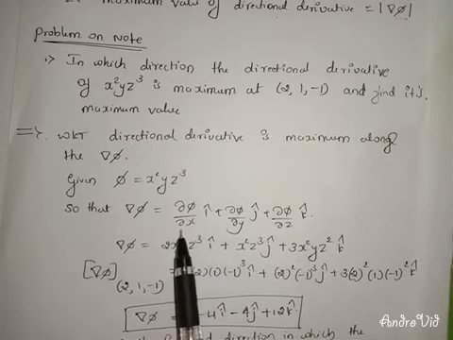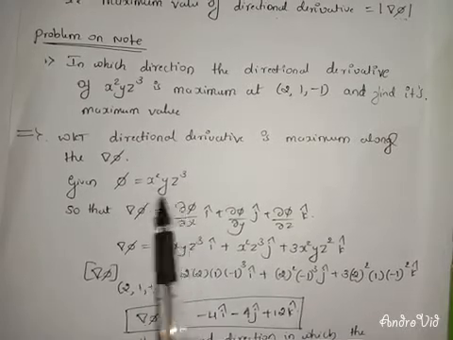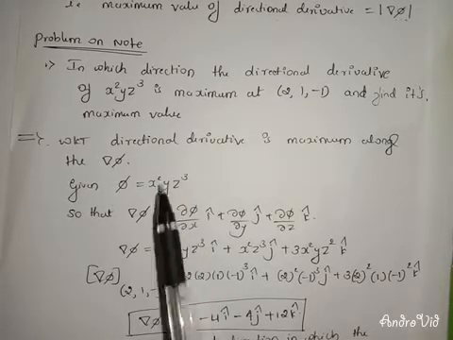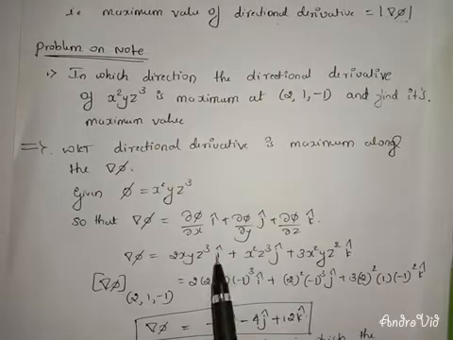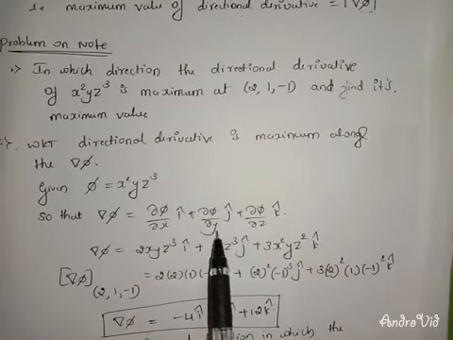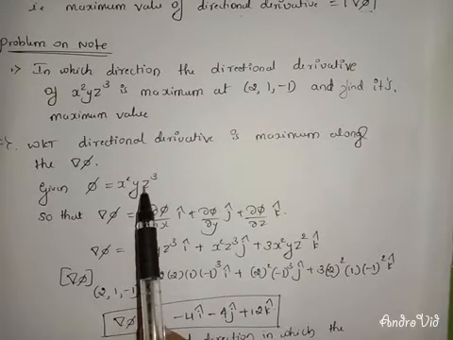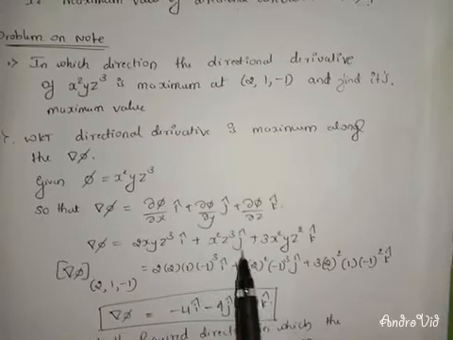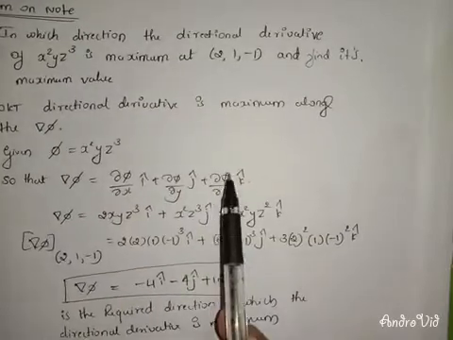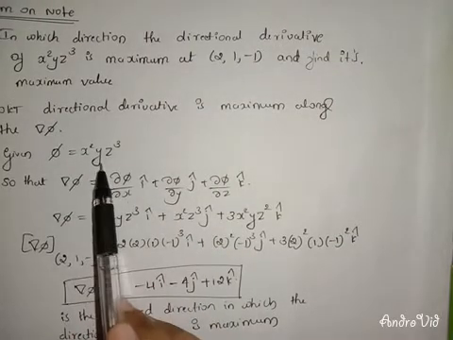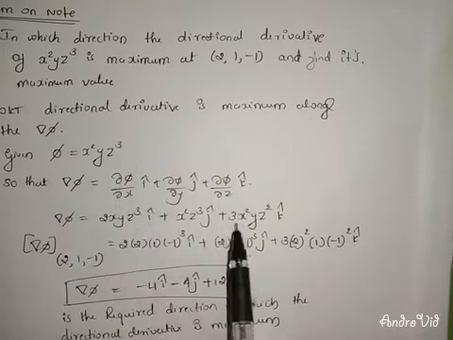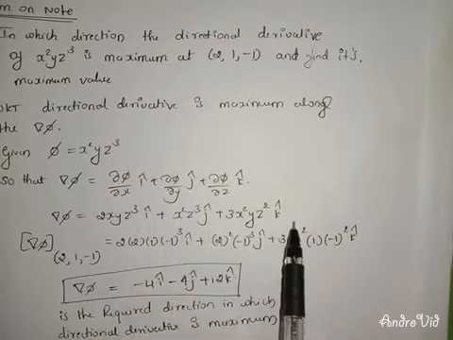Dou phi by dou x: differentiating phi with respect to x, we consider y and z as constants, so keep y z cube as it is. x square with respect to x gives 2x into vector i. Next, dou phi by dou y: with respect to y, keep x and z as constants, so keep x square z cube as it is. y with respect to y gives 1 into j. Next, dou phi by dou z: with respect to z, consider x and y as constants. z cube with respect to z gives 3z square, and x square y as it is, into vector k.